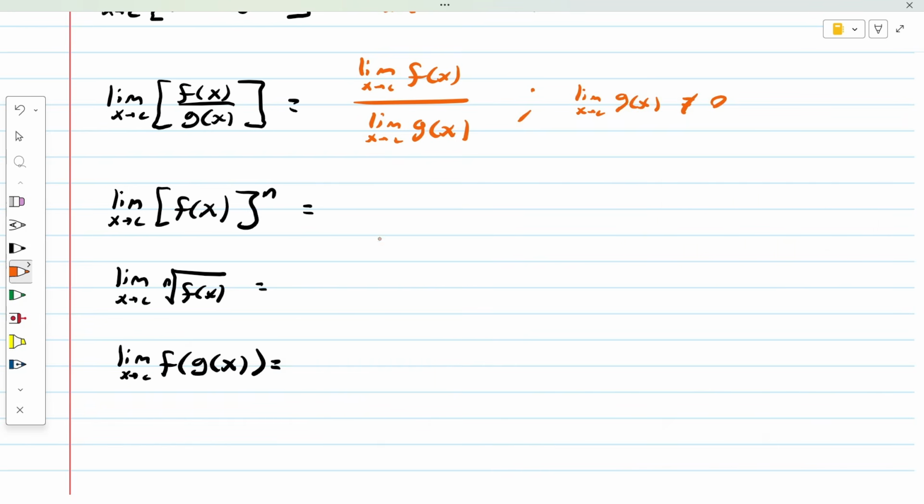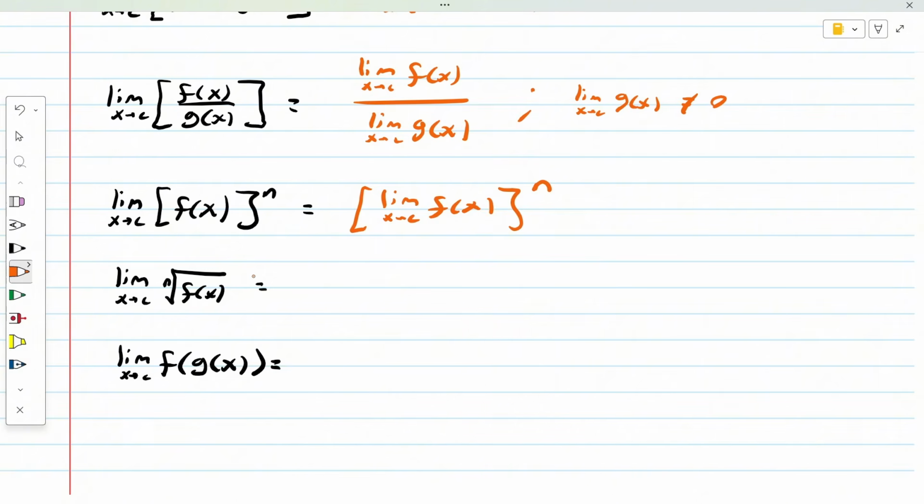Okay? And now let's do the power rule, where we have a function raised to a power. In this case, this n has to be a rational number. Okay? And so when we have a function raised to the power, kind of same thing, we can actually take the limit as x approaches c of f of x and raise that entire thing to the same power.